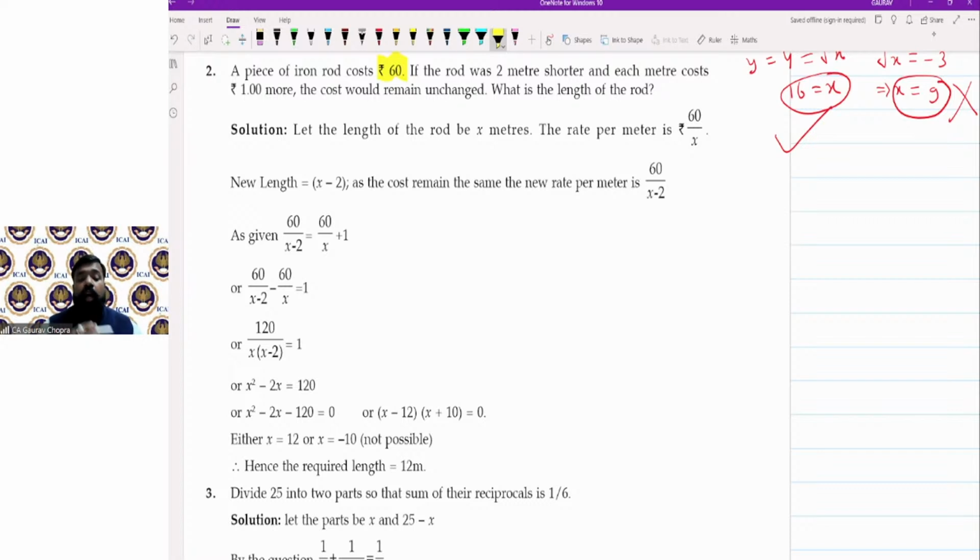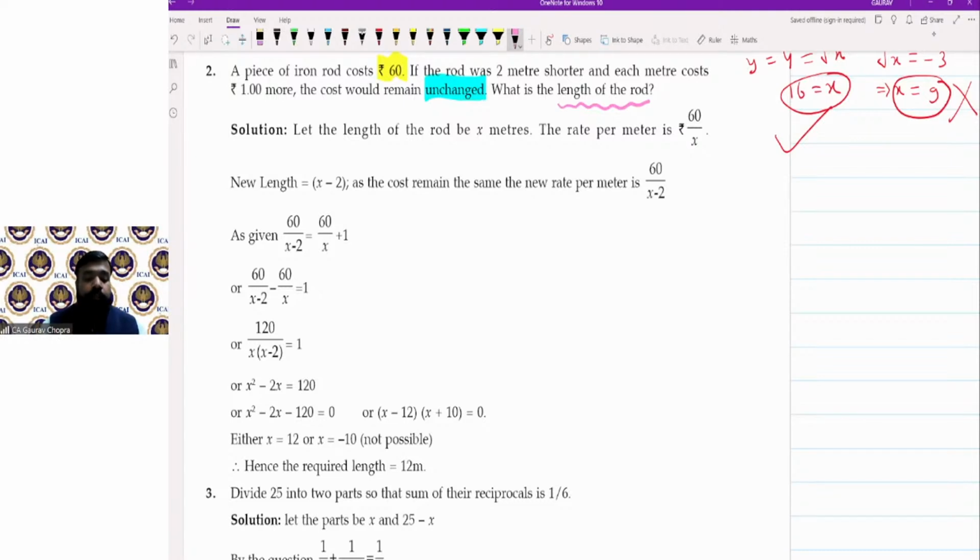That means उसने बोला अगर रॉड का साइज 2 मीटर से छोटा होता एंड हमारी पर मीटर कॉस्ट थोड़ी सी ज्यादा होती, तो फिर उस केस में द कॉस्ट वुड रिमेन अनचेंज्ड. द टोटल कॉस्ट विल रिमेन अनचेंज्ड एंड वी हैव टू फाइंड आउट द लेंथ ऑफ द रॉड. तो रॉड की लेंथ क्या है ये हमें फाइंड करना है, ये पता लगाना है.